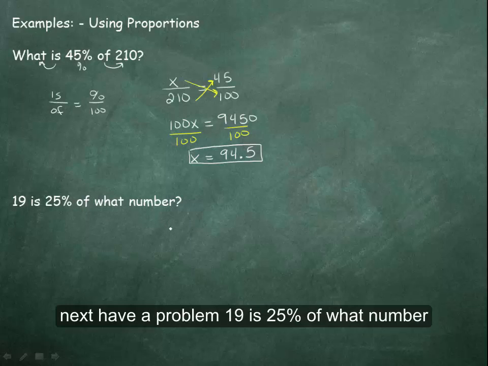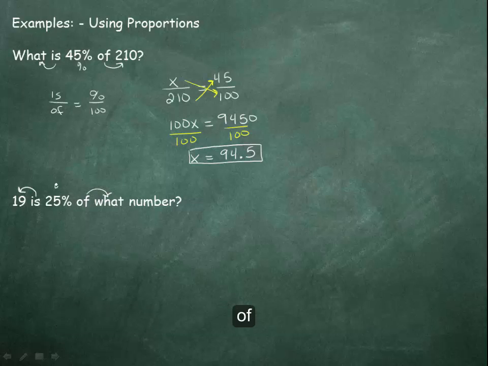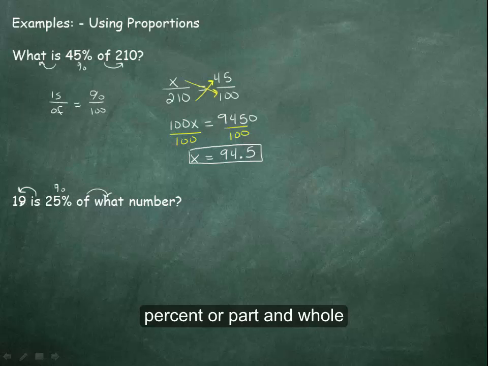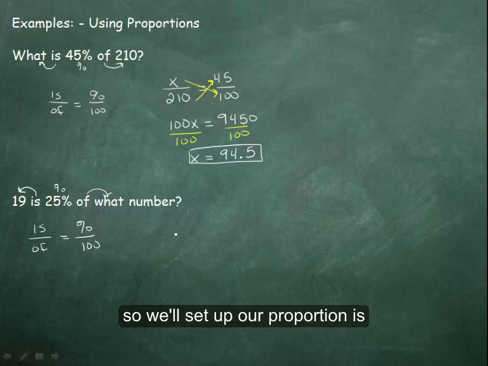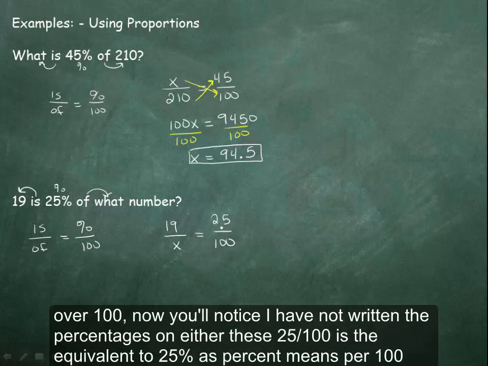Next we have a problem. 19 is 25% of what number? Is, of, percent, or part and whole. So we'll set up our proportion. Is over of is equal to percent over 100. Now you'll notice I have not written the percentages on either of these. 25 over 100 is the equivalent to 25%, because percent means per 100.